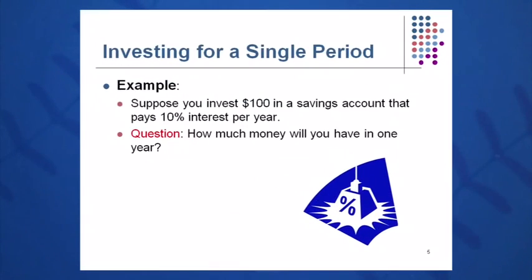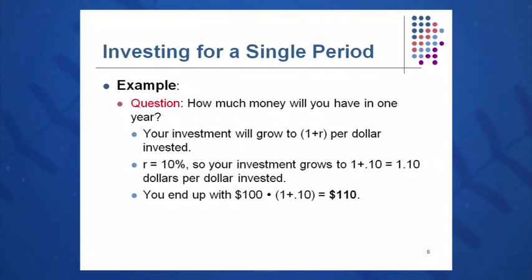Let's look at a couple different banks. If you put $100 into a savings bank, it pays 10% interest per year. How much will you have at the end of 1 year? Essentially, it's very, very simple. Your $100 will grow to $110. So 100 present value times 1 plus r to the first, 1.1 to the first, is $110.